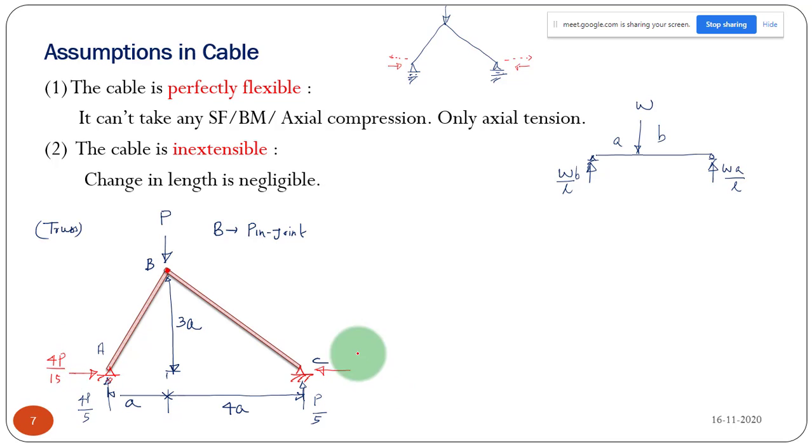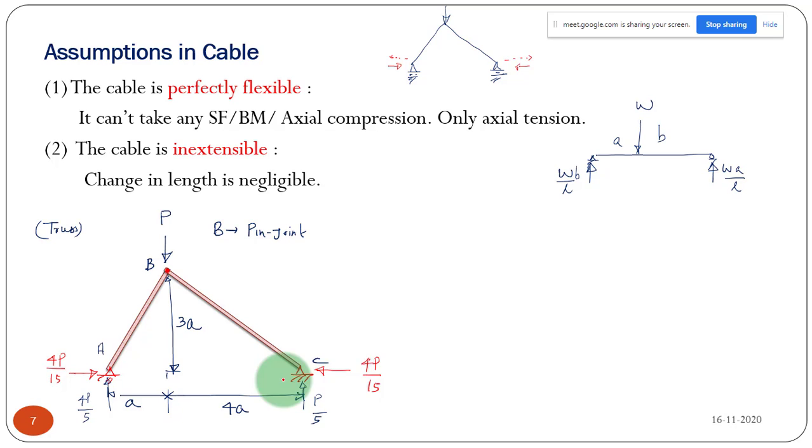And what will be this reaction? It will be equal, because there is no other horizontal load. So whatever this reaction is, this must be equal to this reaction. So this will be 4P by 15. Sir, directly we can use components. Whatever it is, you can get this value. Okay, fine. So this is how you can get the vertical reaction and horizontal reaction.